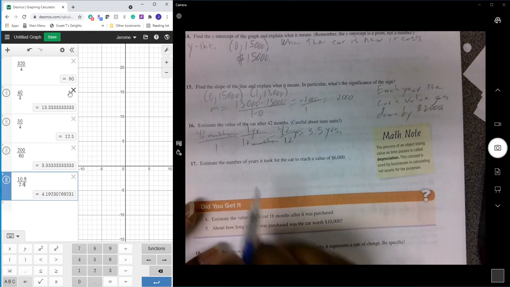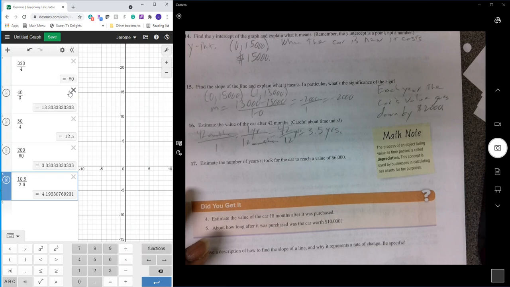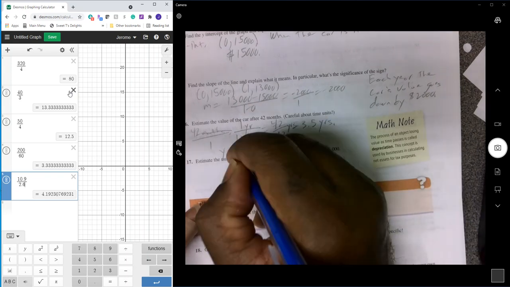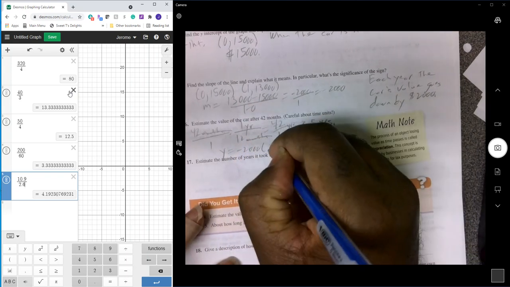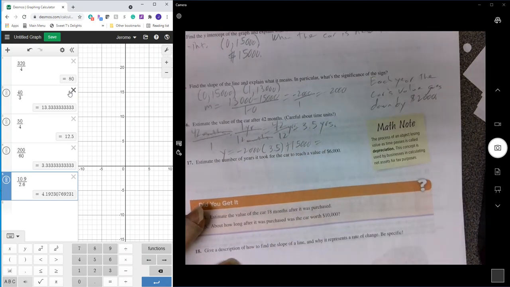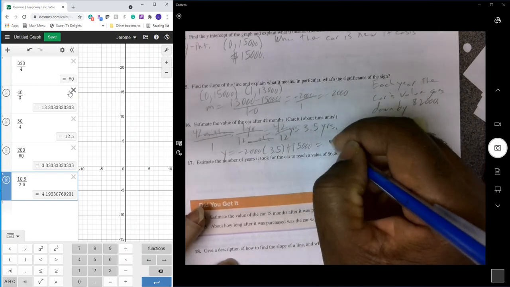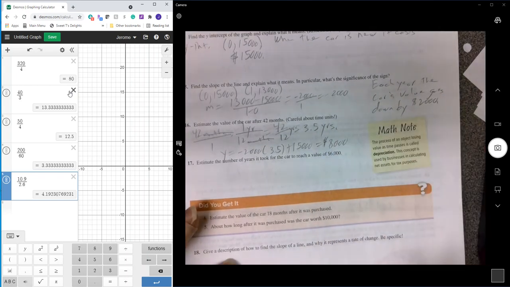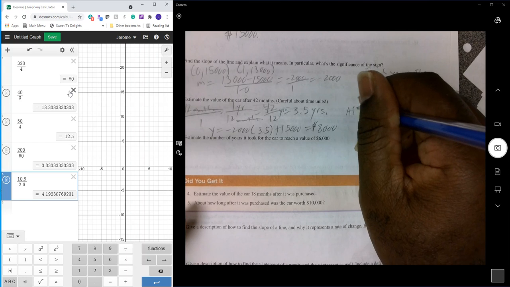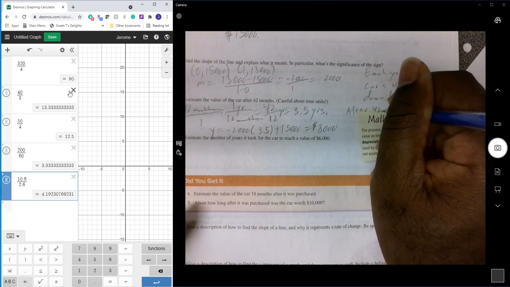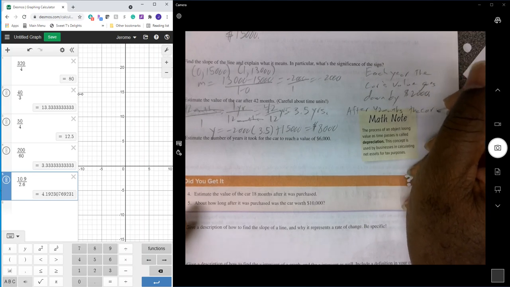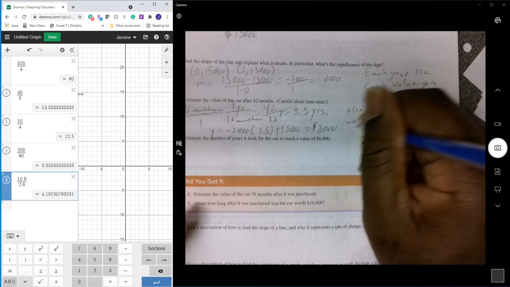So they asked us the value of the car after 42 months. We could take y is equal to the slope, negative 2,000, times the amount of years, plus the 15,000. When we put all this in our calculator, it will give us $8,000. So we could write: after 42 months, the car is worth $8,000.